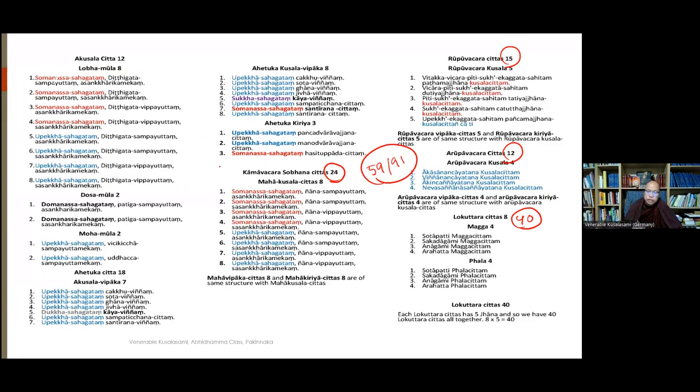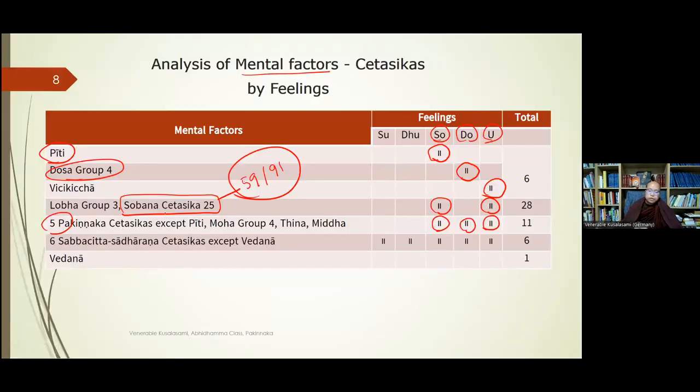So here, all of these have no sukha, no dukkha, but somanasa and upekkha. Only these two. So all the beautiful Cetasika mental factors have only two feelings.